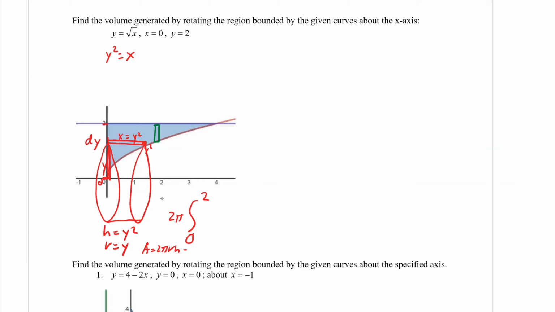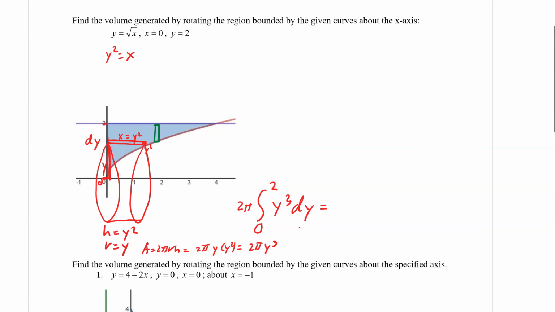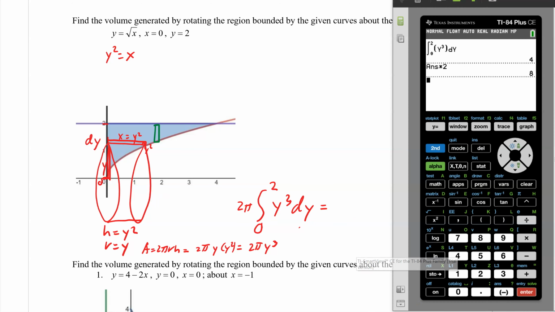So then we end up with 2 pi y squared times y, which is 2 pi y cubed. Move this a little bit. Right there. Okay. So now if we plug that in, y cubed dy, we can then plug it in our calculator and see what the value is. And so it gives us 4. So then it'd be times 2. So that would be 8 pi.